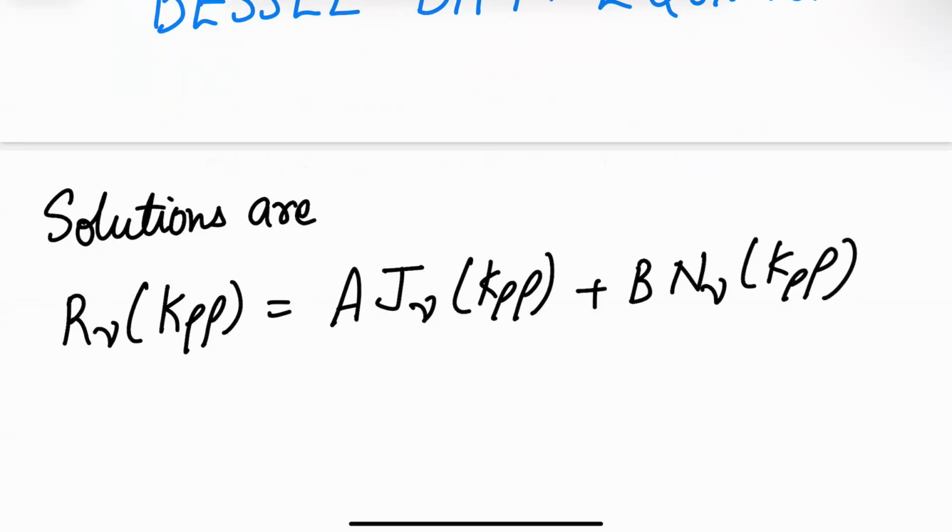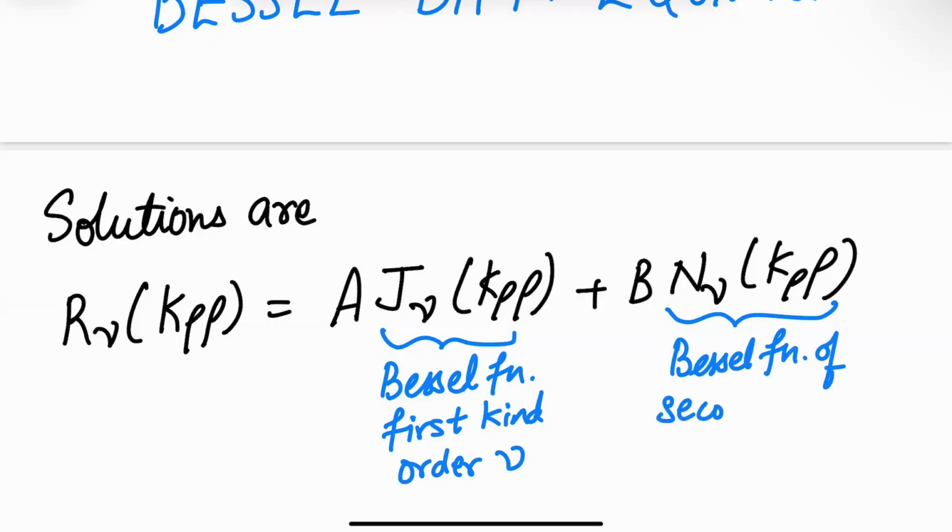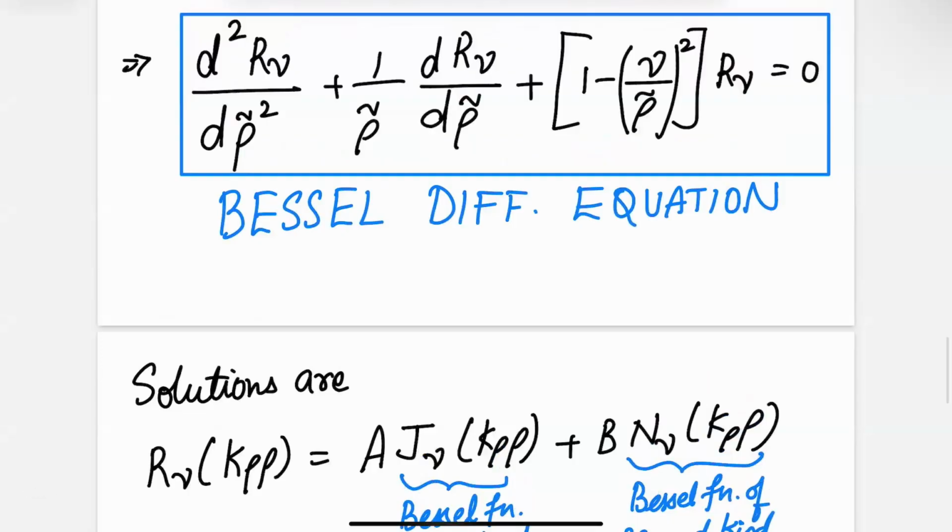Okay, this function is called the Bessel function of the first kind and order nu. And this one is the Bessel function of the second kind and order nu. Okay, so these Bessel functions are special functions, similar to sine and cosine.